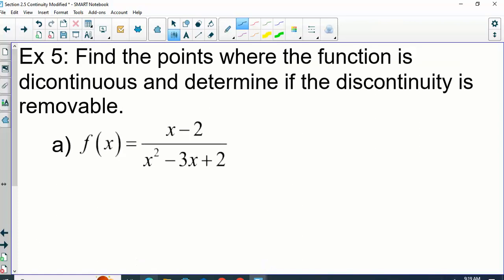I want to look at this one. So we are going to find the discontinuities and decide if it is removable. All right, so in a fraction, what should be the first thing we do? Factor the bottom. So multiply to 2 and add to negative 3. The x minus 1, x minus 2. So what I see right now is the x minus 2's drop.